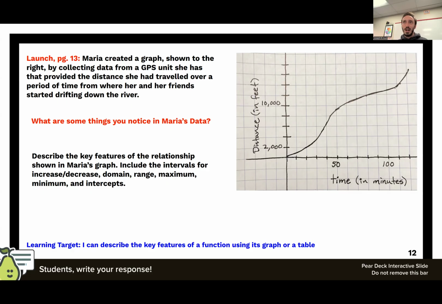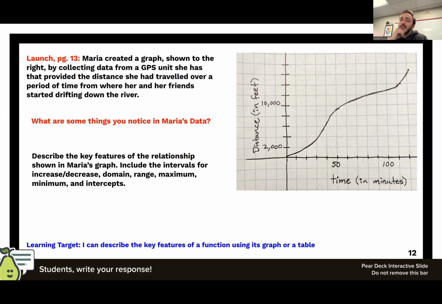She's set it up to track the distance down the river that they've floated from where they started until when they end 2 hours later. So what I want you to think about here is the same thing. Given a different representation, what are some of the key features that you notice on this graph?